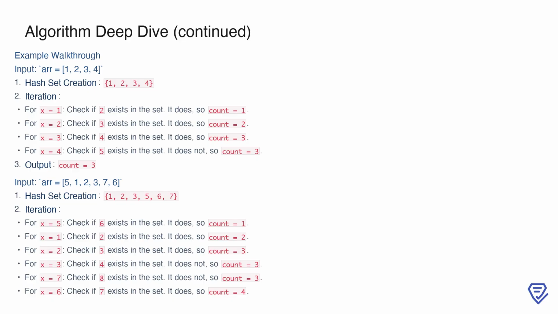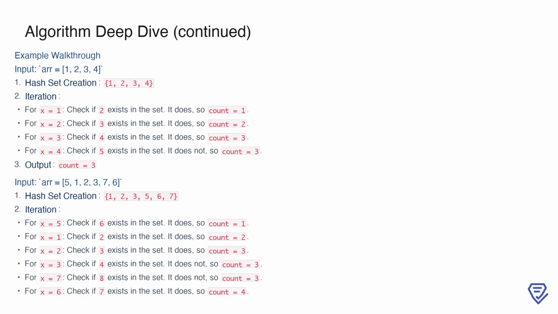Now consider another input, 5, 1, 2, 3, 7, 6. The hash set becomes 1, 2, 3, 5, 6, 7. For x equals 5, 6 exists, so the counter is 1. For x equals 1, 2 exists, making the counter 2. For x equals 2, 3 exists, so the counter becomes 3.